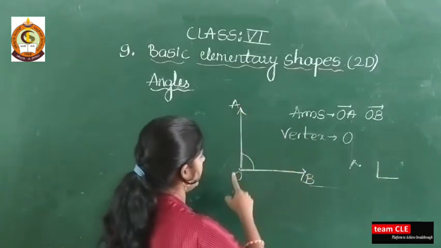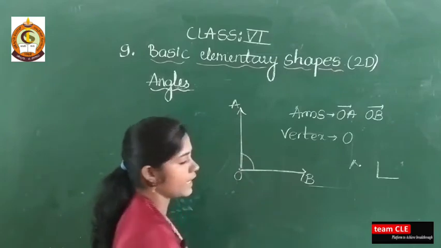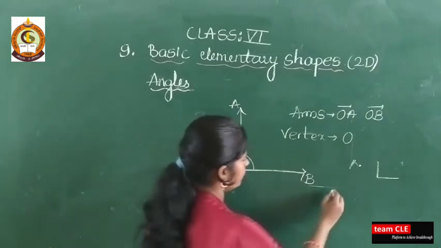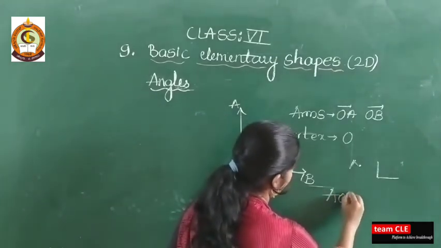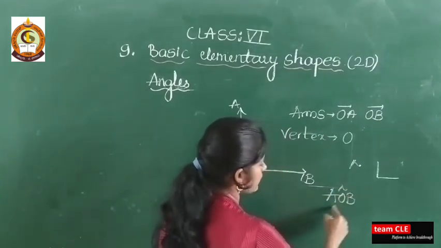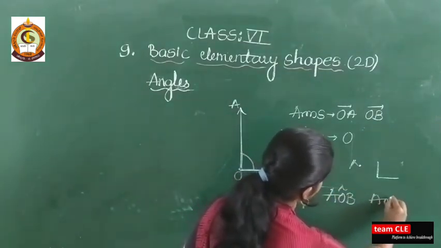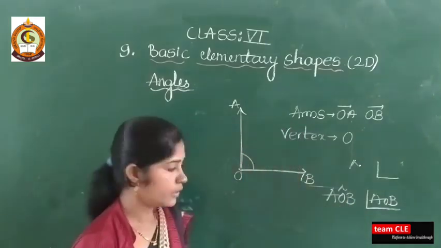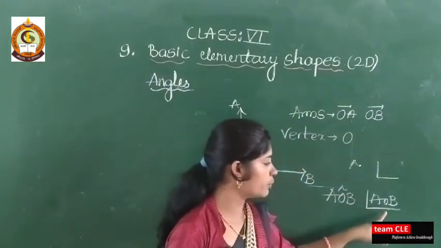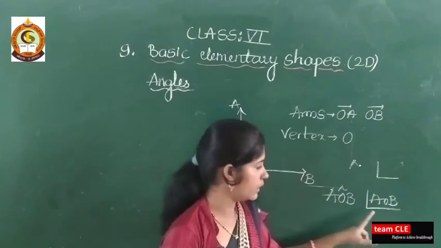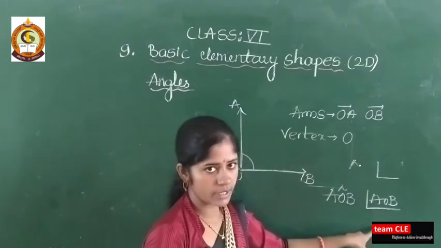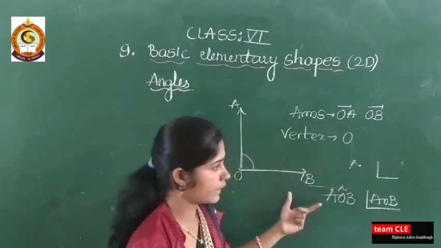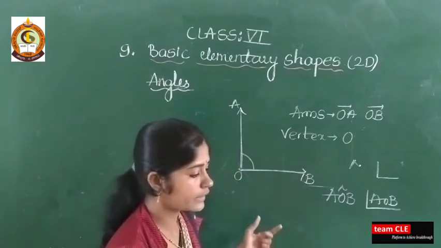For example, AOB. Which angle has formed here? AOB. We write it this way, or we write it this way. How to read this? Angle AOB. We can write like this or like this. Both are correct. I hope you understood what this angle is.